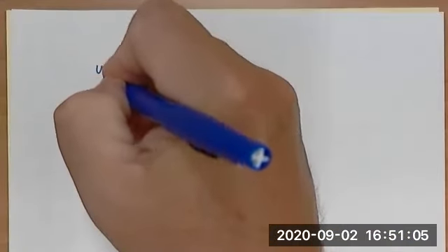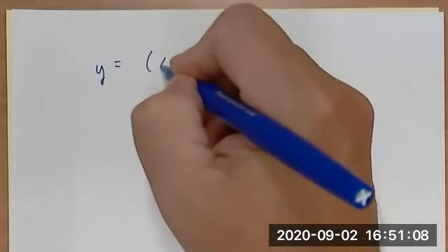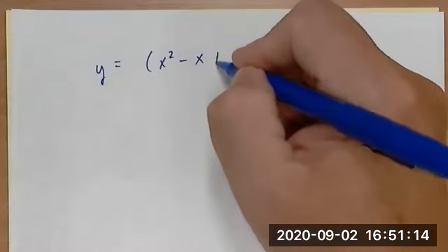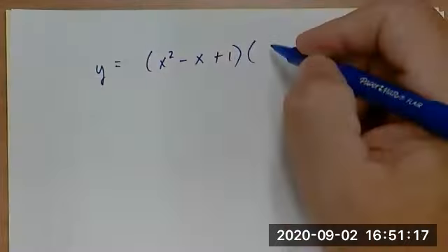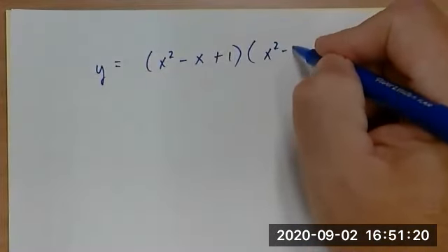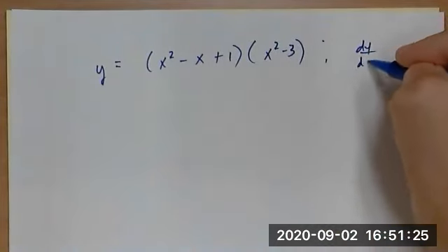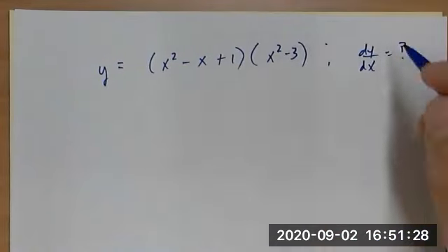But now let's look at some problems where the product rule, I wouldn't say is your only option, but it's the least painful option. So we'll start with one that we'll maybe say y equals x squared minus x plus 1 times, in parentheses, x squared minus 3. And we want to take the derivative of this.